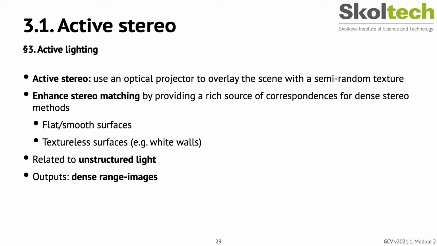Unstructured light systems do not require knowledge of the structure of the projected pattern, as they are used simply to generate texture, which makes image matching unambiguous. Because the technology uses dense stereo matching, the result is a dense range image.